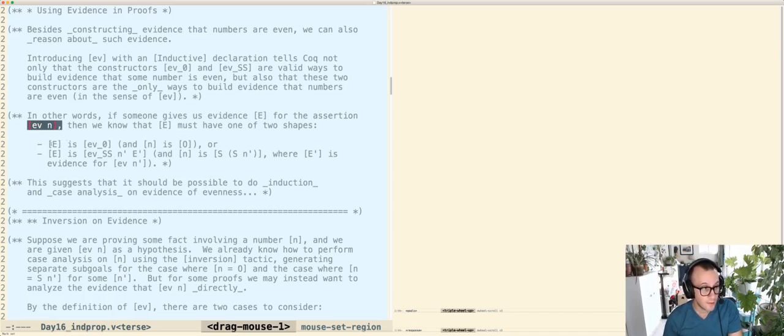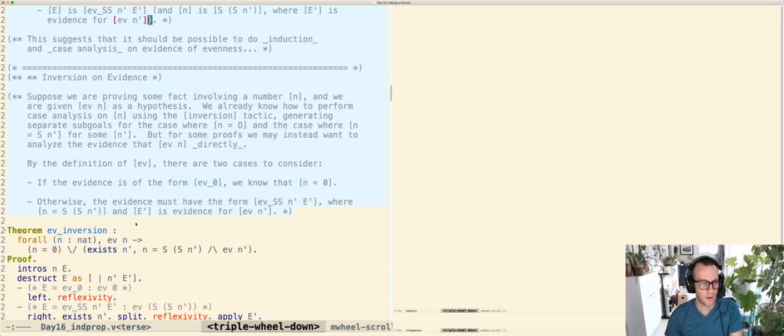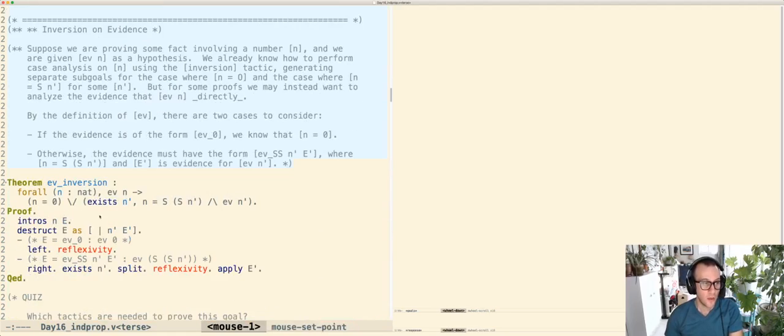So, if you know EV N, then either E was proved using EV0 and you can conclude N is 0. Or you have EV N and it was proved using EVSS. So then N is S of S of some N prime, where we also have E prime, evidence that N prime is even, right? In a sense, we ought to be able to invert the inference rule. And it's true, we can. The way that we'll do it is just using conventional case analysis.